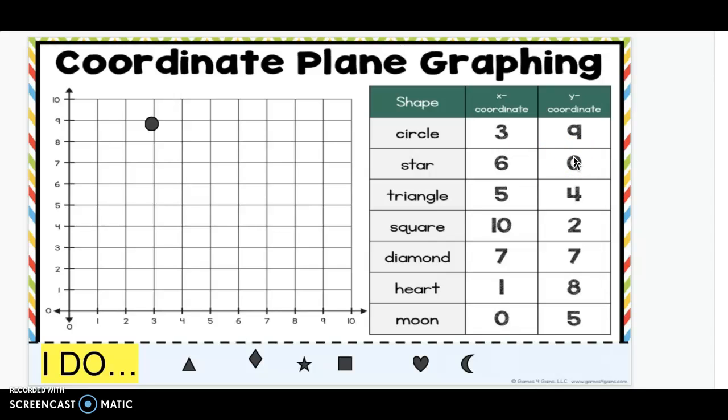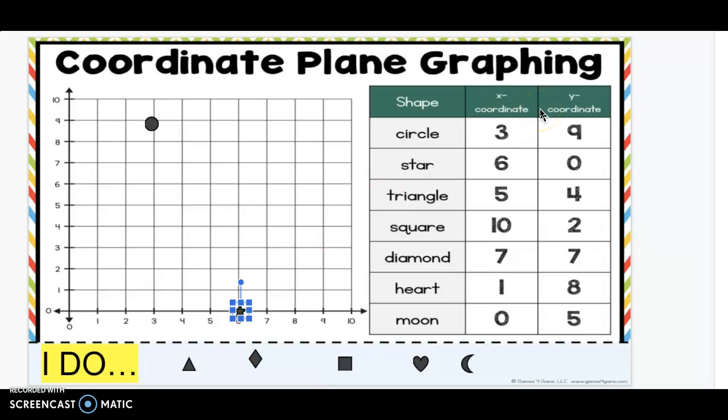So here's what I need to do. I need to take the star. I'm actually going to move it. I'm going to start at 0. I'm going to go over to 6. 1, 2, 3, 4, 5, 6. And I'm going to keep it at 0. I'm not going to go up any because that's 6, 0.